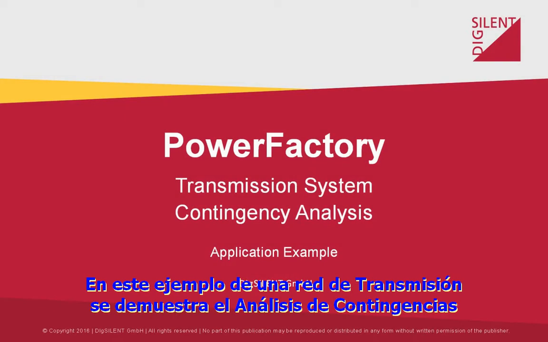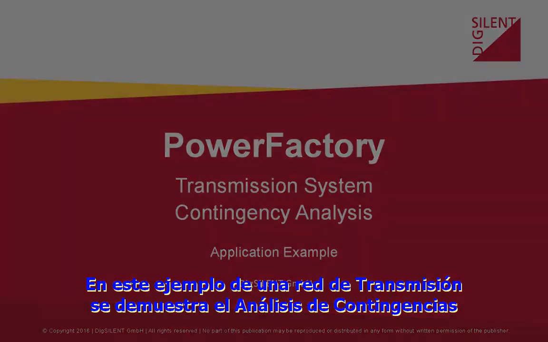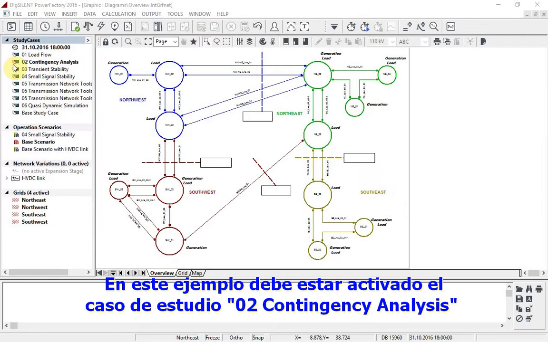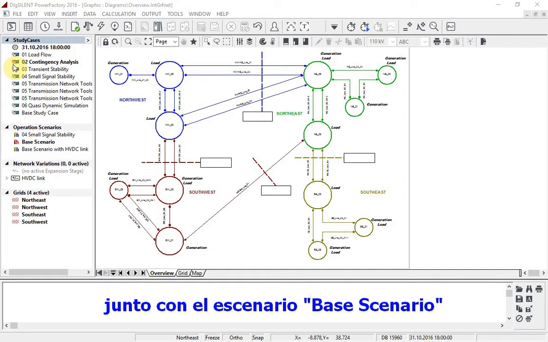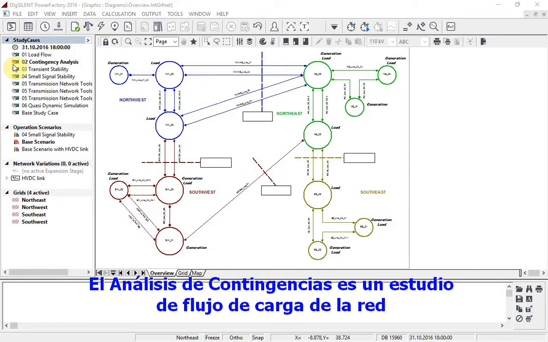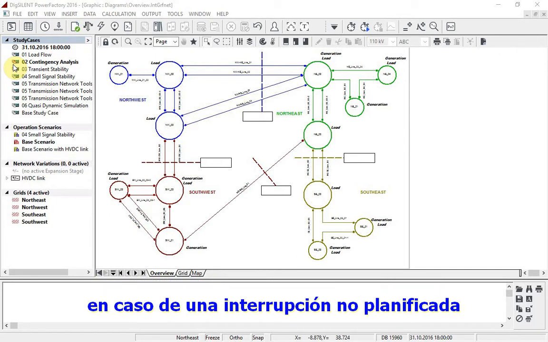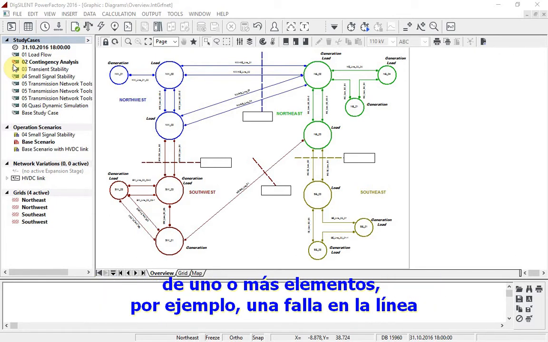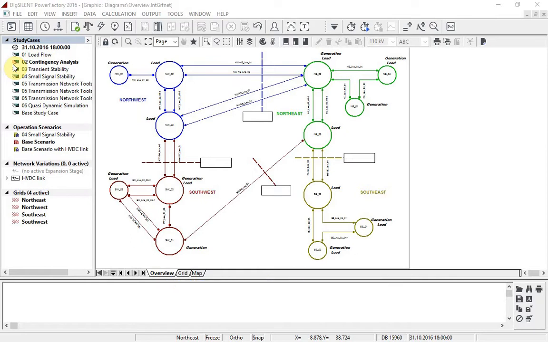In this transmission network model example, contingency analysis is demonstrated. In this example, study case contingency analysis should be activated, together with scenario-based scenario. Contingency analysis is a load flow study of the network in the event of unplanned outage of one or more elements. For example, a line fault.